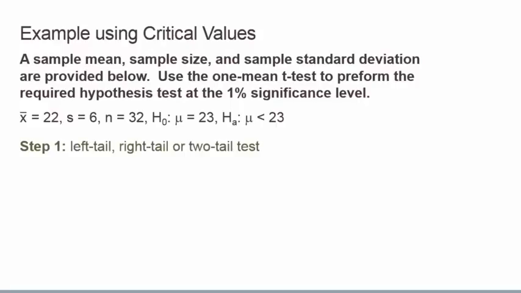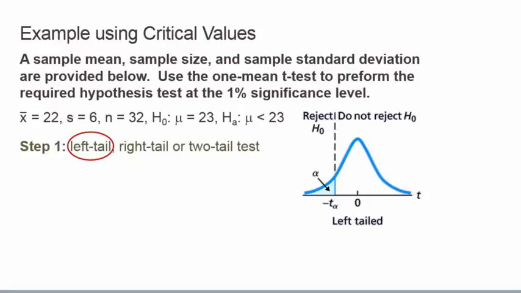Step 1. Determine if we have a left-tailed, right-tailed, or two-tailed test. Since H sub A has a less than symbol, we have a left-tailed test. Next, we want to draw a sketch of what that looks like. Since it is a left-tailed test, I want to find negative t sub alpha. Alpha is the area to the left of my t-score, and that is also my rejection region.